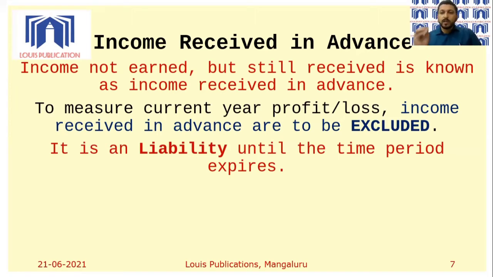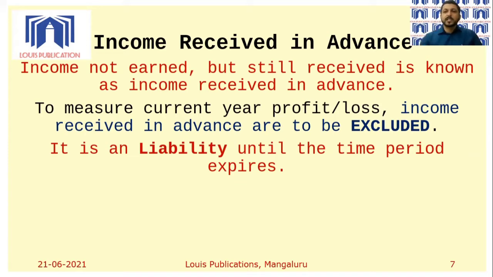Suppose the tenant has already given us February, March, April and May months rent. Suppose on March 15th, the tenant informs us that he has been transferred to another place. So he won't be continuing as a tenant in April and May. What we as a business are supposed to do is return that April and May rent, because we had not earned it, but we had received it. So until the period expires, income received in advance will remain as a liability.